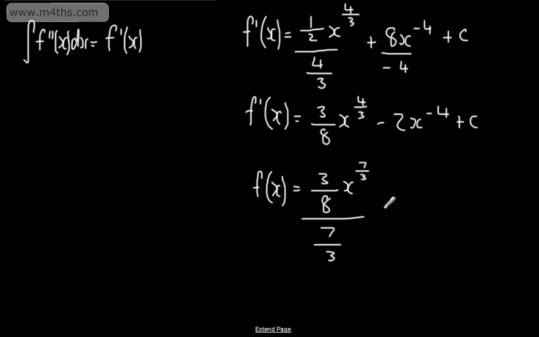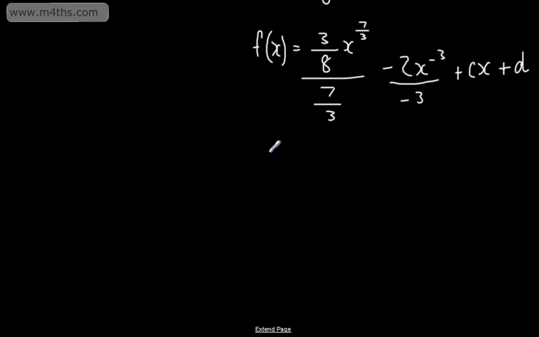Then from that we subtract 2x to the negative 3 divided by the negative 3, plus, now remember, this is just a constant. If we integrate a constant, we're going to get plus cx, and then we need a constant of integration, and that's going to be plus d. So what's that going to give me? 9 over 56. Let's just write this out.